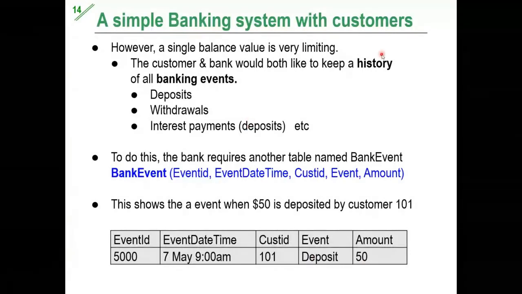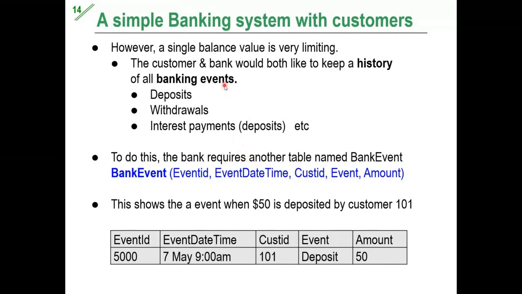That history we keep in, for example, a table called an event table, right? In that event table, it records all the events associated with our accounts, for example deposits, withdrawals, interest payments, etc. So the event table looks like this. We have a bunch of columns. We have an auto-generated number called event ID. So this event ID is 5,000. The next event ID is probably 5,001, 5,002, and so on.